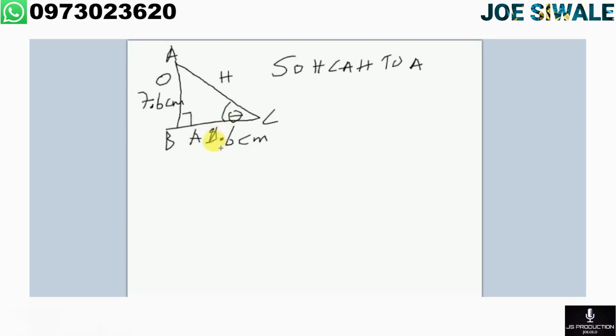And the formula that I need to use must contain the opposite and the adjacent. Considering the sine one, it has the opposite and the hypotenuse, so this one cannot apply. What about this one, which has the adjacent and the hypotenuse? Even this one won't apply, but the one that has tan is going to apply, since I'm having the opposite and the adjacent. So I'll say tan theta is equal to opposite over adjacent.